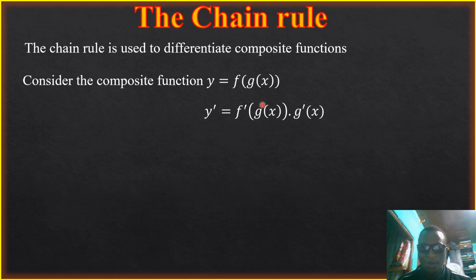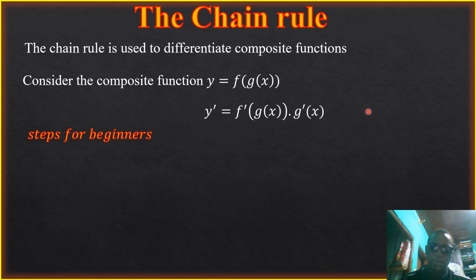Now, looking at this part, we have to analyze why it is like this. The chain rule says we differentiate this function normally, as if this one was just a single variable, and then multiply by the differential of what is inside the function, g prime. That's the chain rule. We'll take three examples to see that.